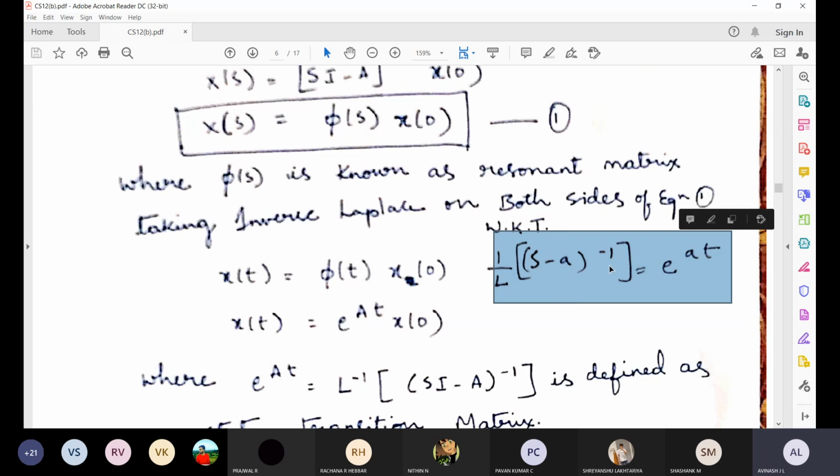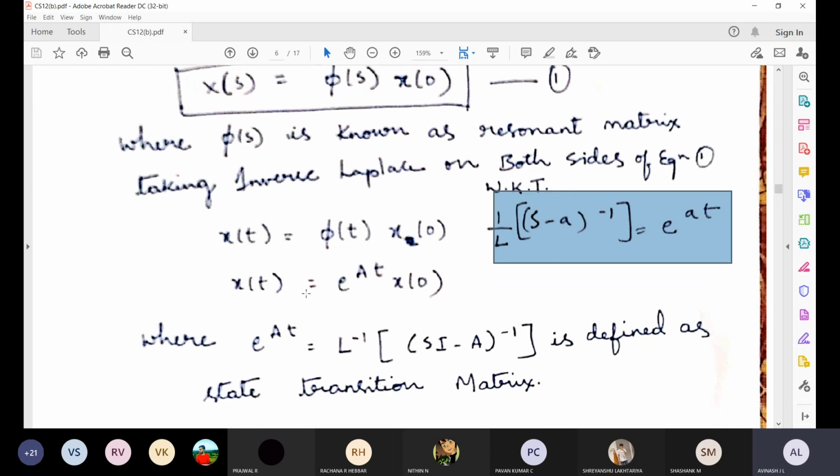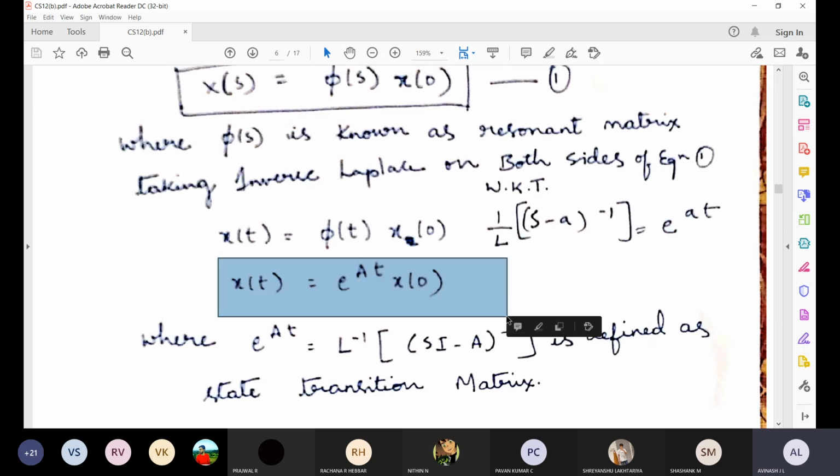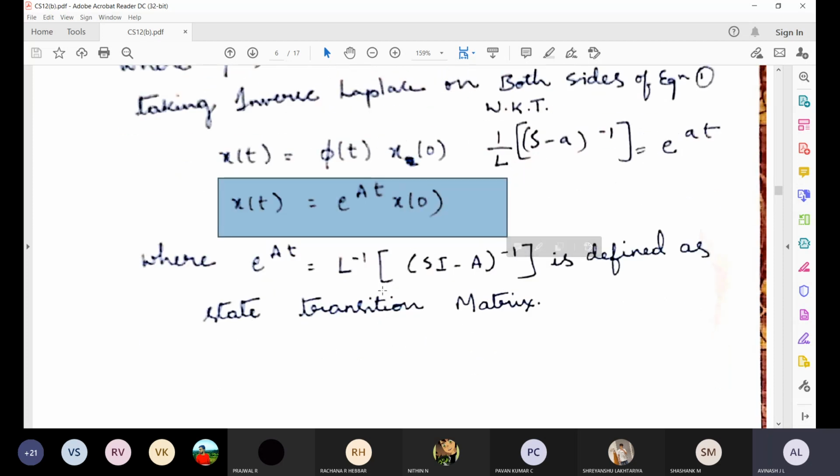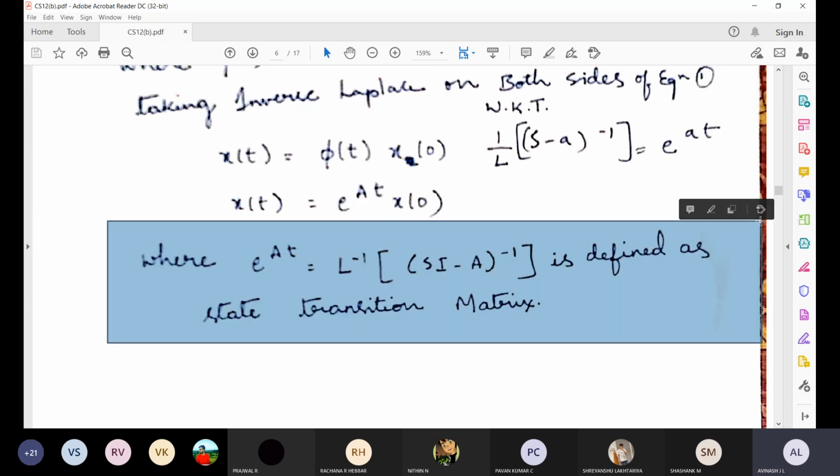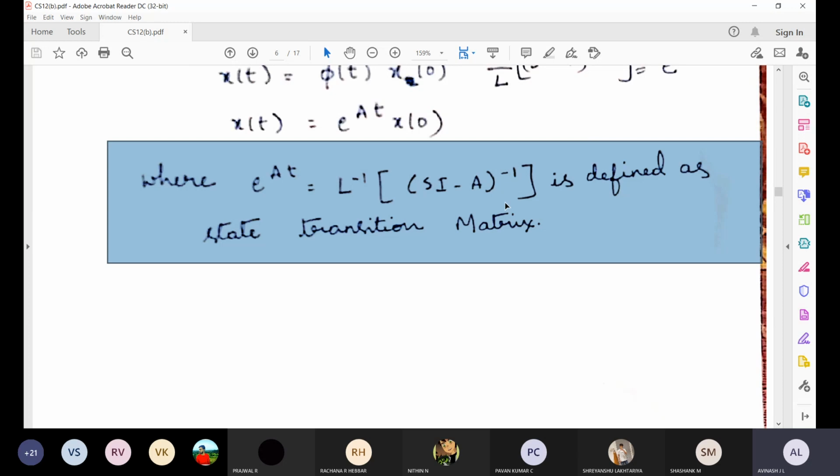According to the inverse Laplace transform, the inverse Laplace transform of 1 by s minus a will be equal to e to the power of at. So e to the power of at is the value. You replace the value of e to the power of At in this particular equation. x(t) will be equal to what? e to the power of A t into x(0). This particular e to the power of At is defined as the state transition matrix. e to the power of At equals the state transition matrix. Clear?